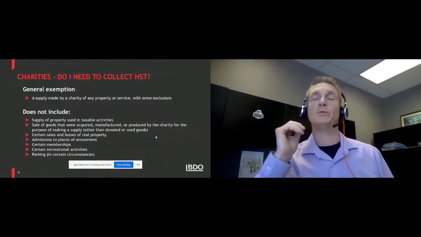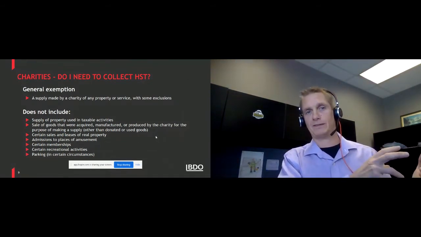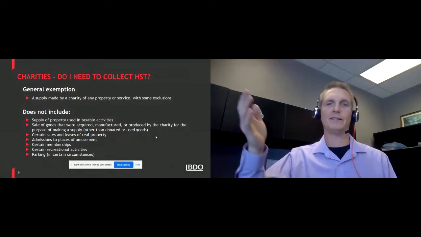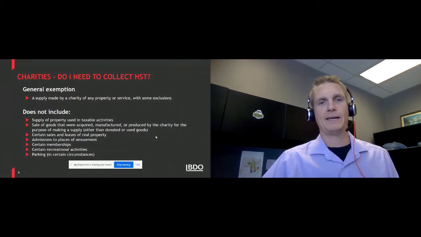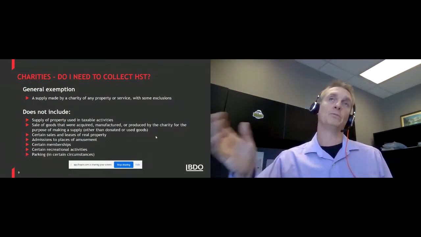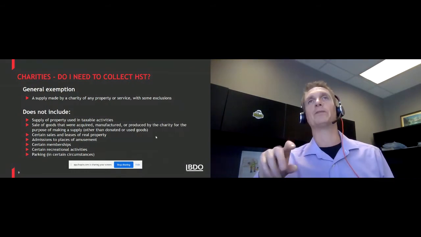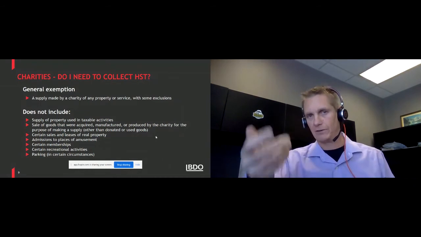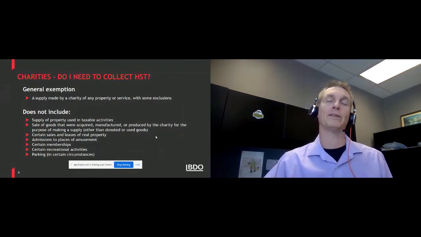So if you buy something and resell it, that's taxable. But if someone donates something to a charity and they resell it, that's exempt. Now, real property, in most cases, supplies of real property, either by lease or sale, are exempt, but there are a few situations where they could be taxable. So I'm not going to get into those, but you do have to be aware that they can be taxable in some situations.